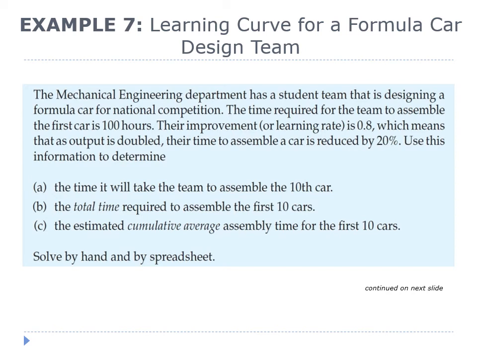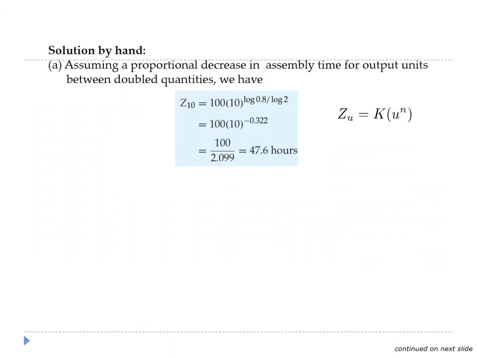Use this information to determine A, the time it will take the team to assemble the 10th car. B, the total time required to assemble the first 10 cars. And C, the estimated cumulative average assembly time for the first 10 cars. Solve by hand and by spreadsheet. Here are the solutions by hand.